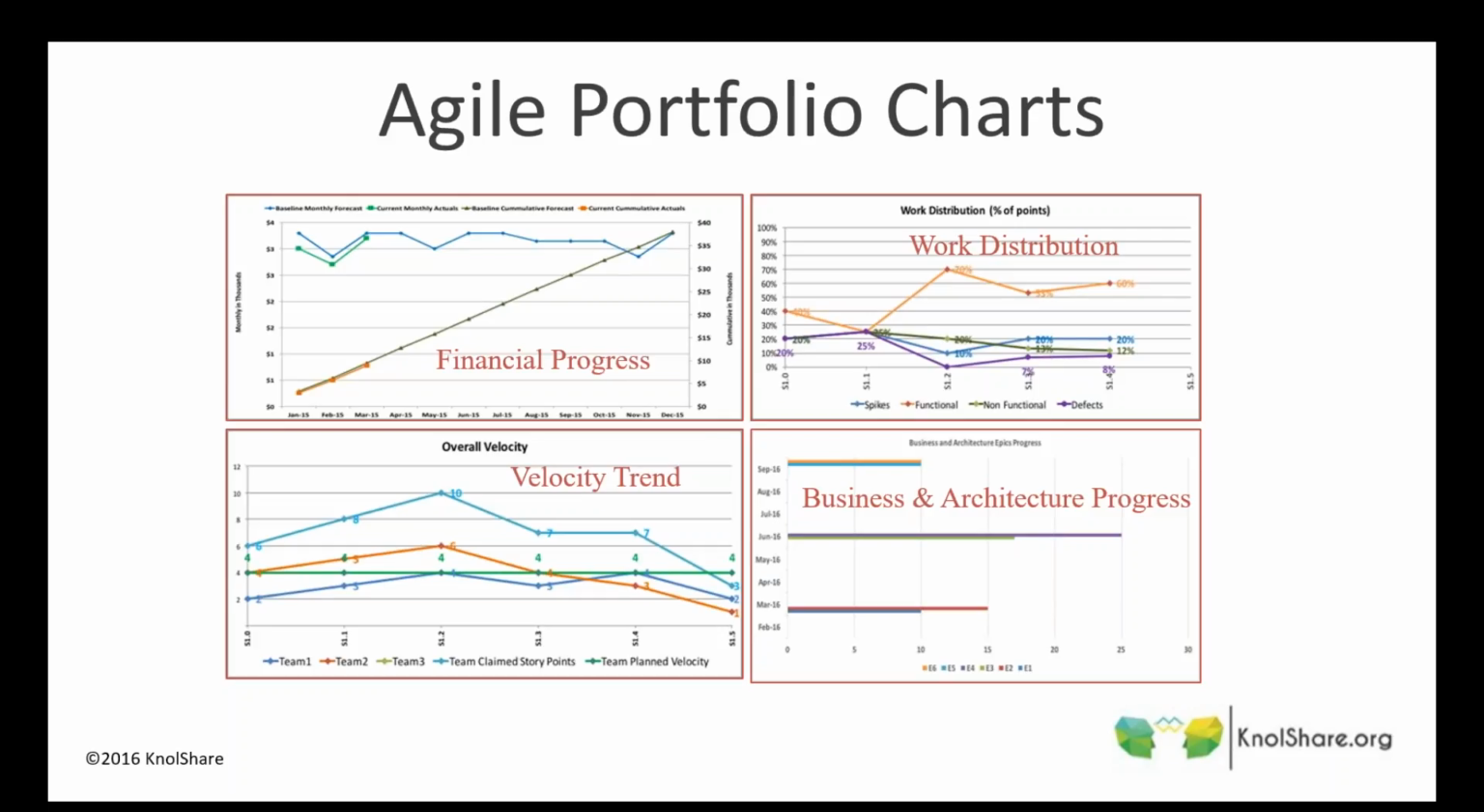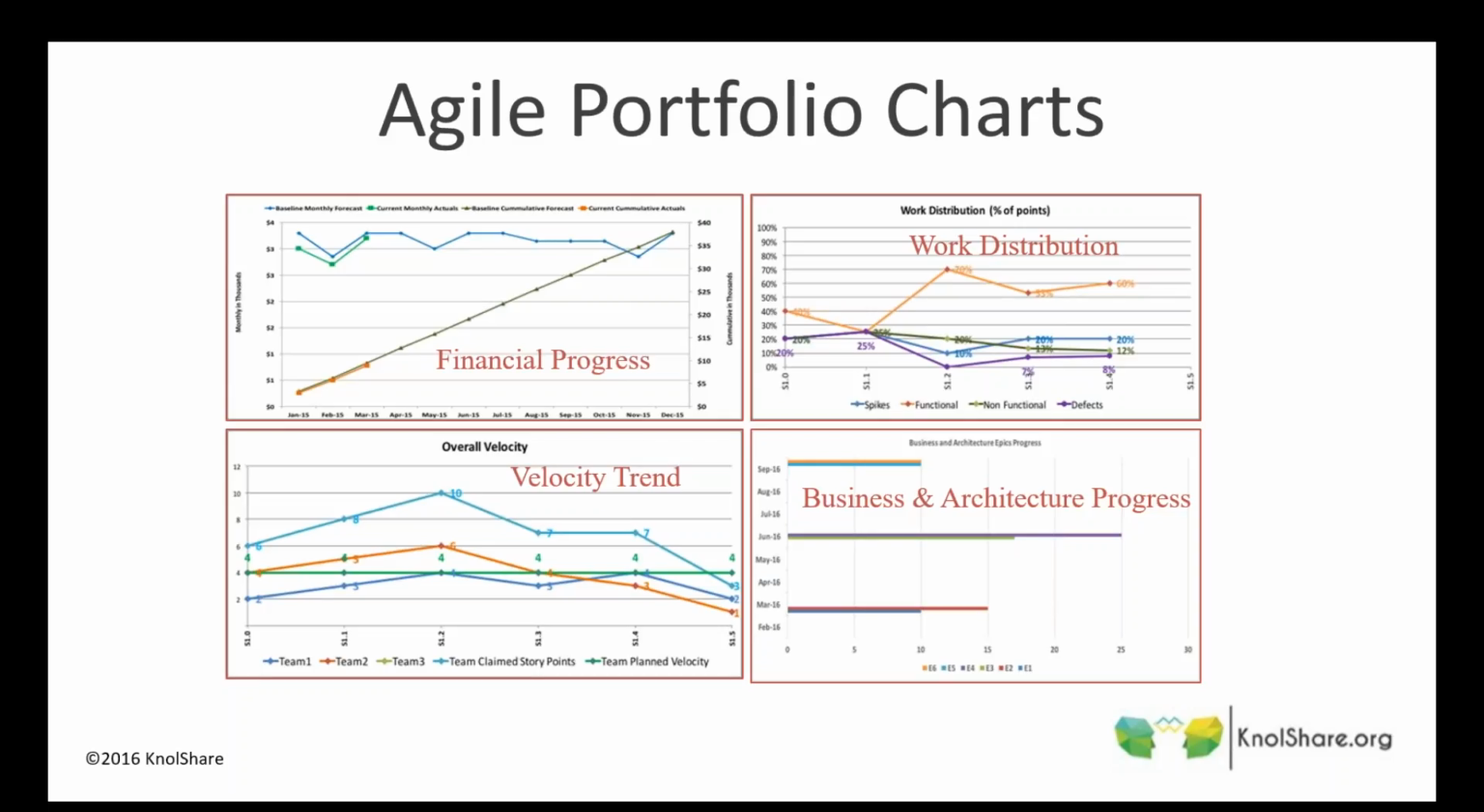Work distribution: how are we distributing our work between what we would call spikes, which are discovery activities in the software world, functional work, which pertains to the business, and non-functional work, which does add value but isn't directly affecting the business? If you're an IT person, I talk to you about doing performance testing to see how your systems are performing. Customers do not really care about your testing. They care that the system is performing at a level that's acceptable to them. And the other one is defects. So how are we distributing our work in terms of that contributing back to our portfolio?